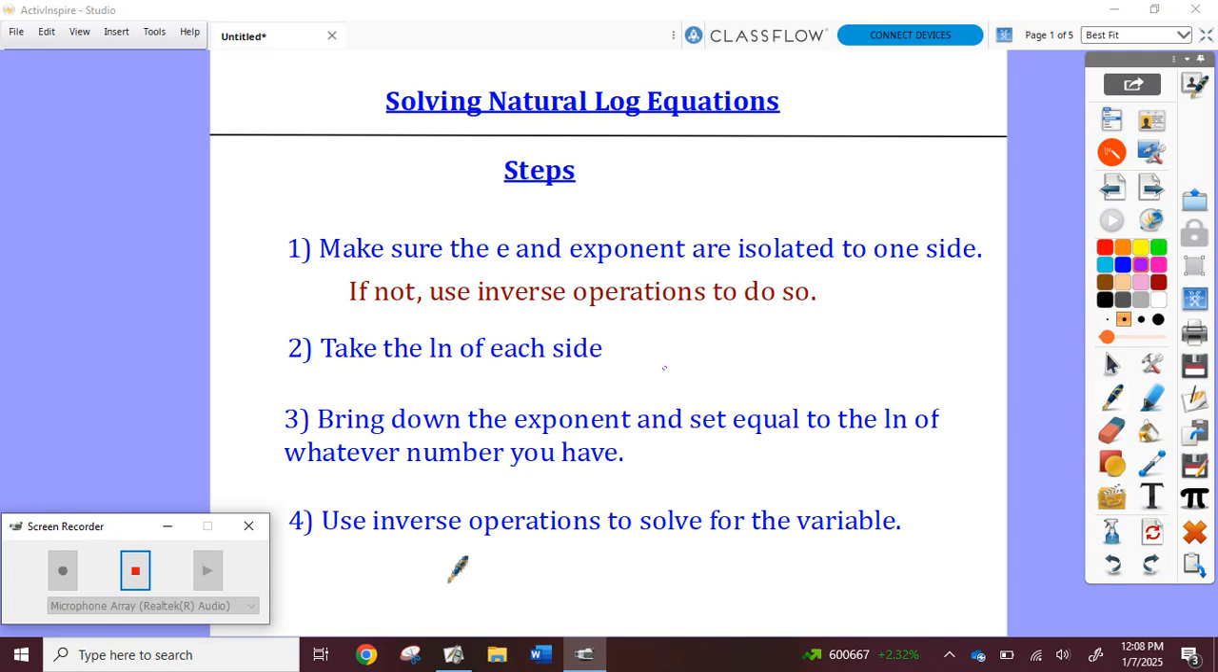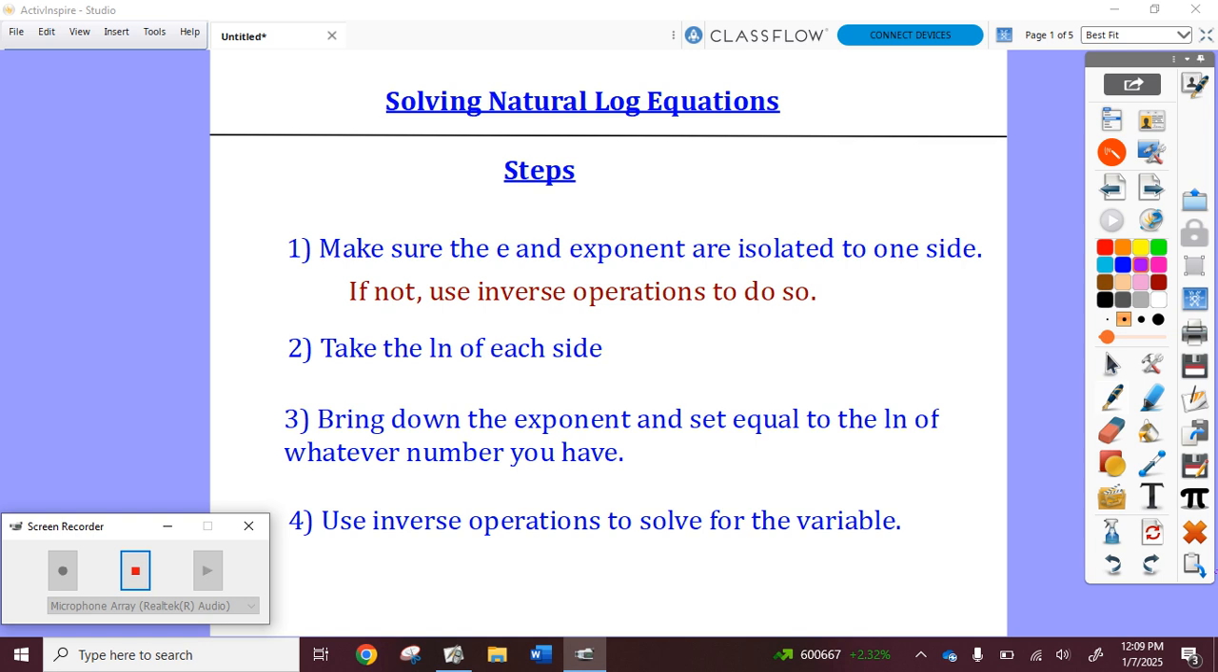We'll be solving natural log equations. These are your steps. Step 1, make sure the e and the exponent are isolated to one side. If not, you're going to use inverse operations to make sure that they're by themselves on one side of the equal sign. Step 2, take the natural log of each side. Then step 3, you're going to bring down the exponent and set that equal to the natural log of whatever number you have. And then step 4, use inverse operations to solve for the variable.